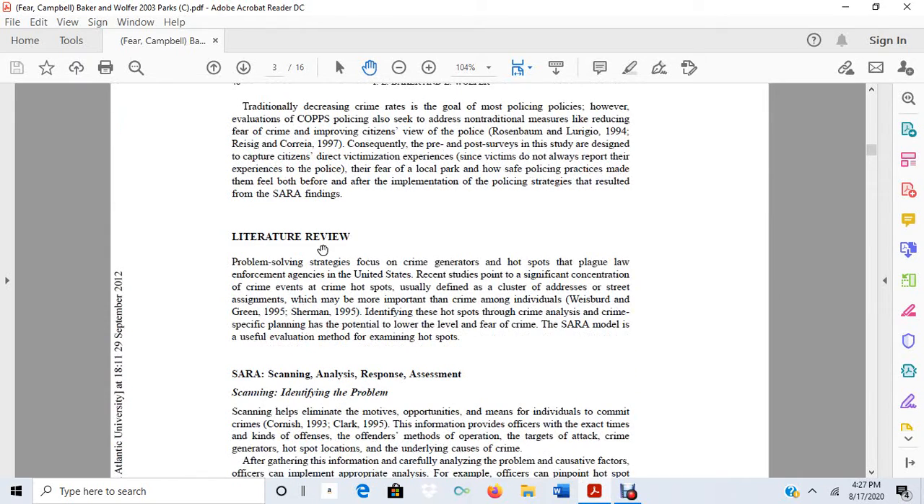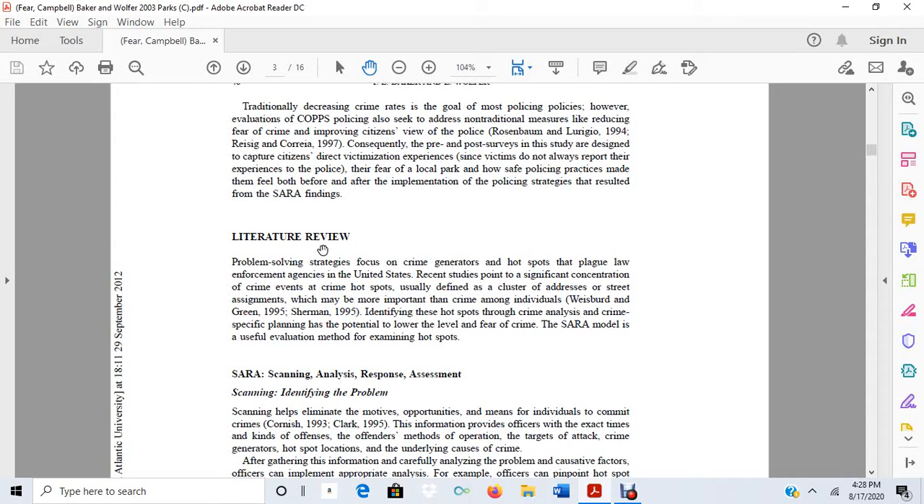So most articles have a literature review section. The purpose of this is to talk about past research that has been done on this particular problem. And not only to do that, but also to critique that research and then talk about how this study is going to improve upon existing research or how it's going to add to our knowledge about this topic. So it's like, here's everything that's been done up until this point. Here's some of the problems with that research.